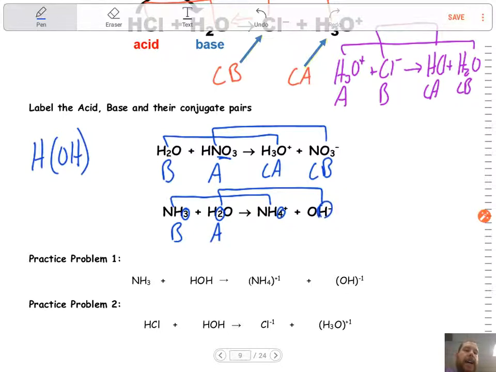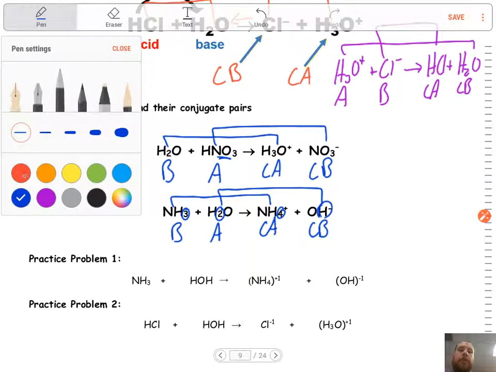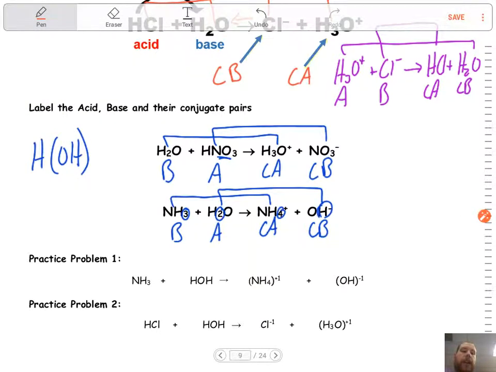Oh, that's going to be my acid, the opposite of my base. We paired those up. That means this is going to be my conjugate acid, and this is going to be my conjugate base. All right? So keep working through. I'm going to go a little bit quicker with these problems.